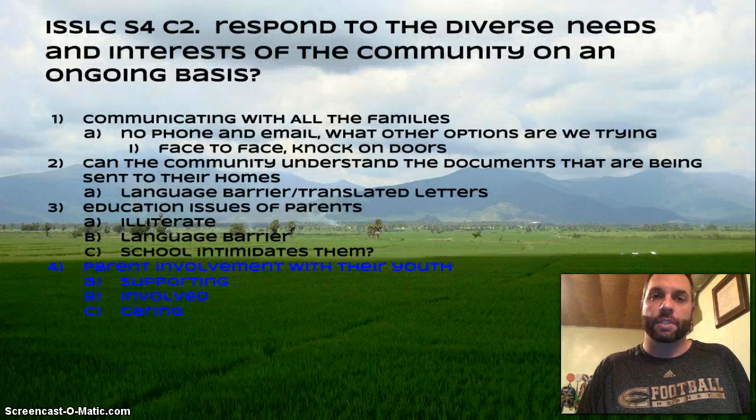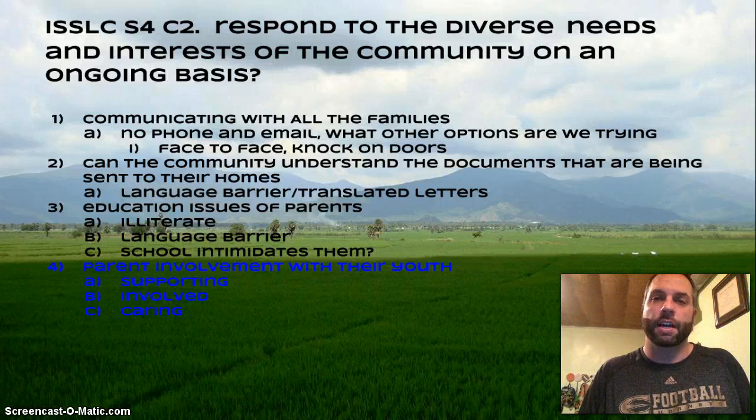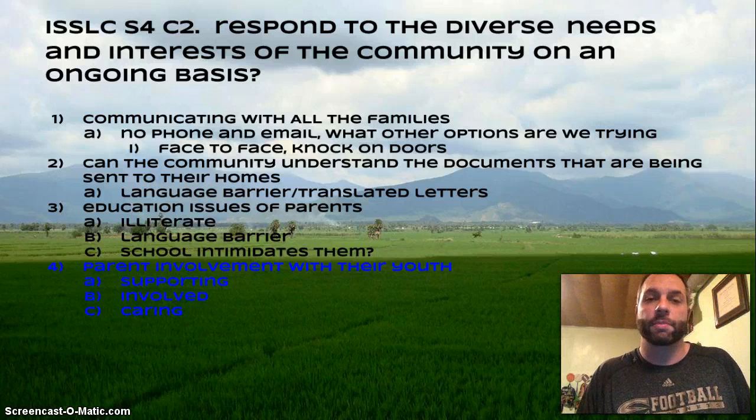Component 2: respond to the diverse needs and interests of the community on an ongoing basis. Communicating with all families. If they don't have phone and email, what other options are we trying? Find a way to get them into the office, letters home, face-to-face meetings. Can the community understand the documents that are being sent to their homes? Again, language barriers.